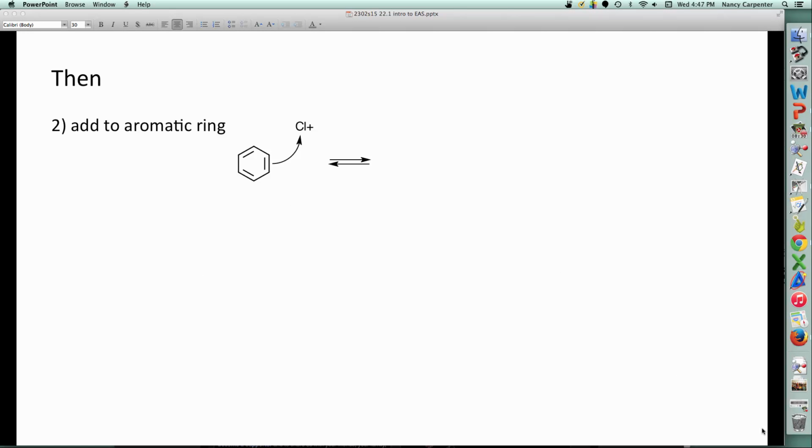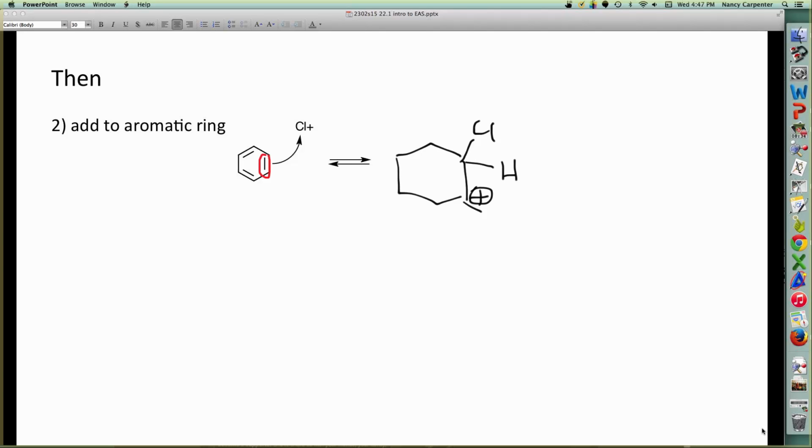So that's the second step. You make this supercharged electrophile, and then it adds to the aromatic ring. And this should look just like an electrophilic addition reaction. So out pops the pi electrons. That means I'm going to put a positive charge on the other carbon, and so you should be thinking about regiochemistry just like we did way back when.